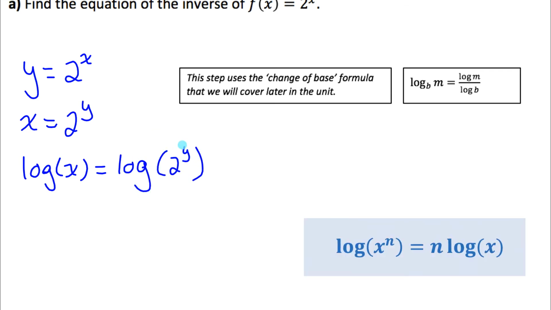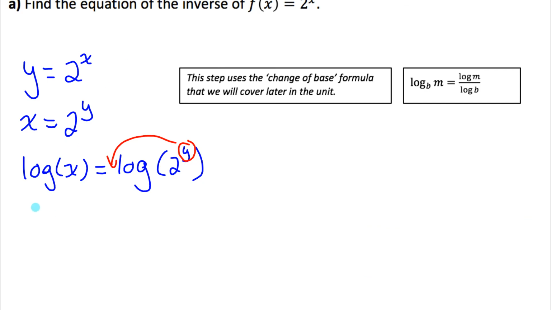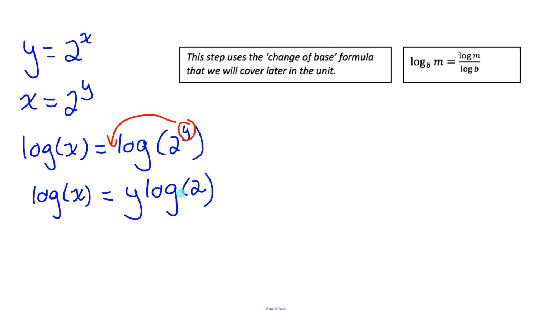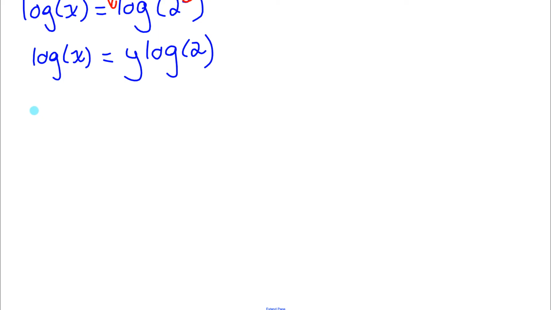The power rule of logarithms tells us we're allowed to take the exponent of the argument of a log and write it as the coefficient of the log. So that means this would equal log of x equals y log of 2. And we want to isolate y, so I'll divide both sides by log of 2. So I would have log of x divided by log of 2 equals y.